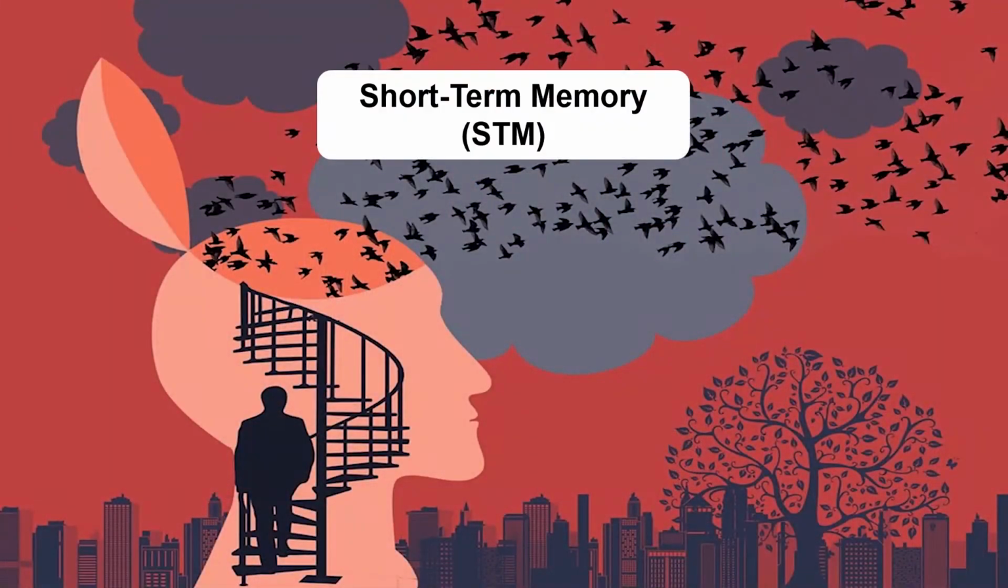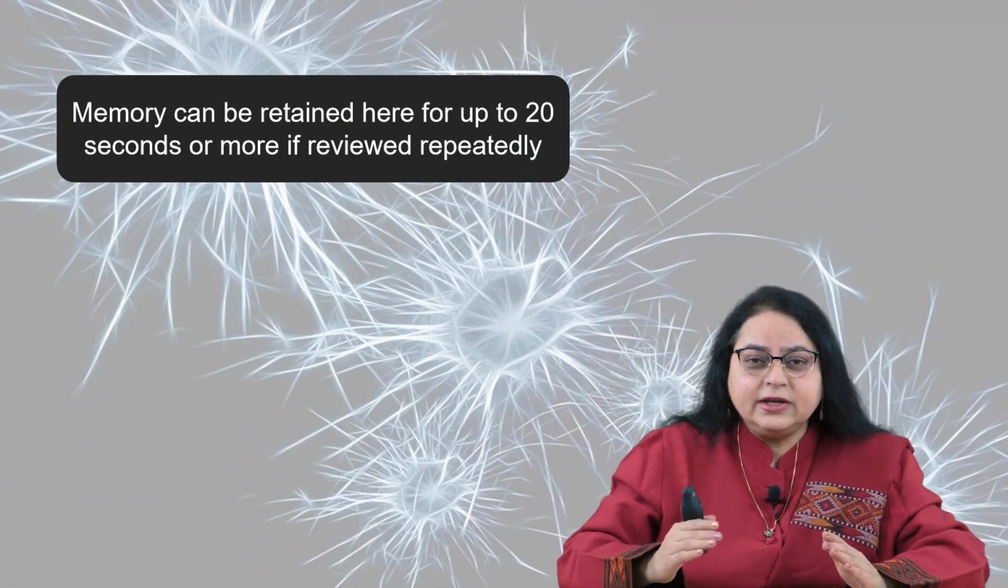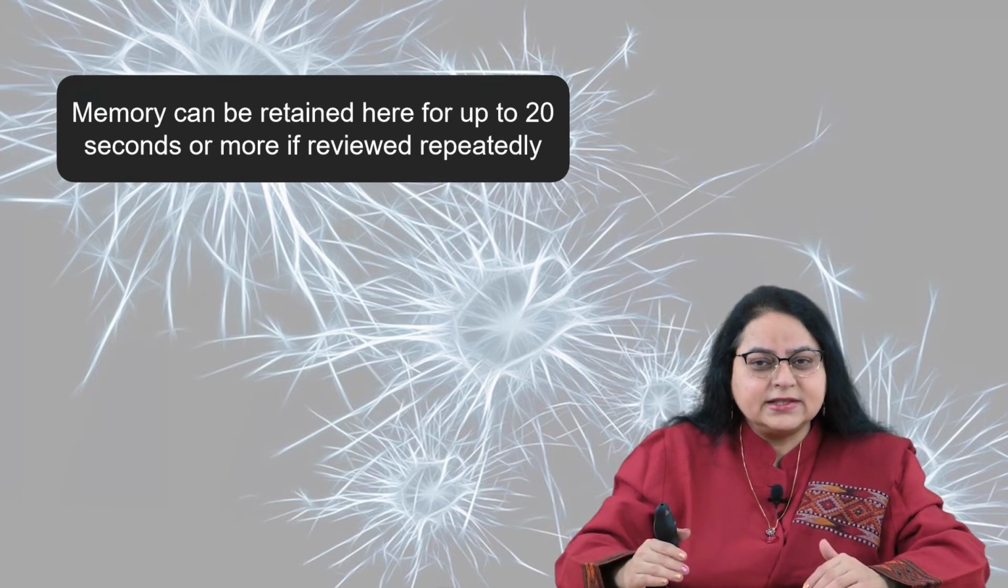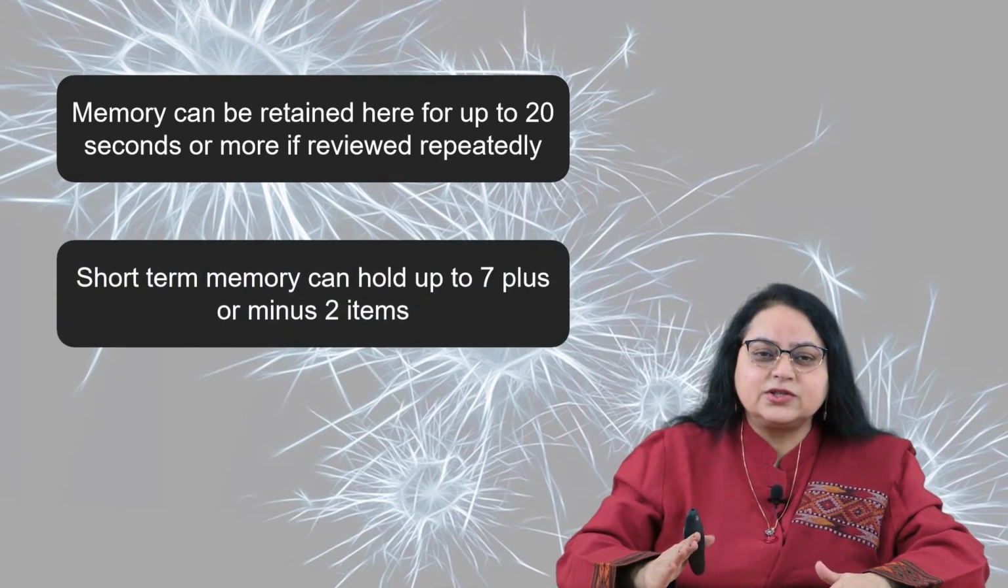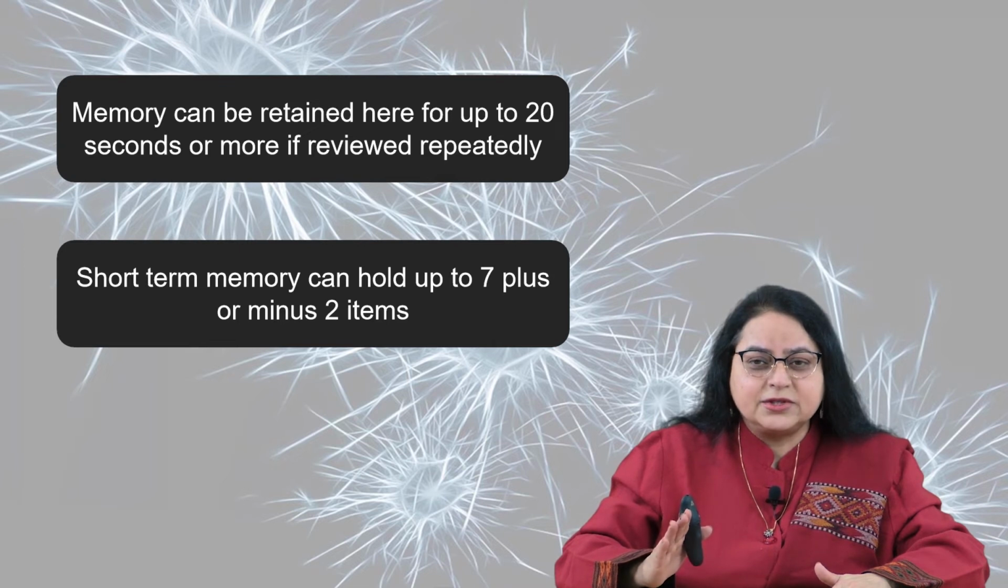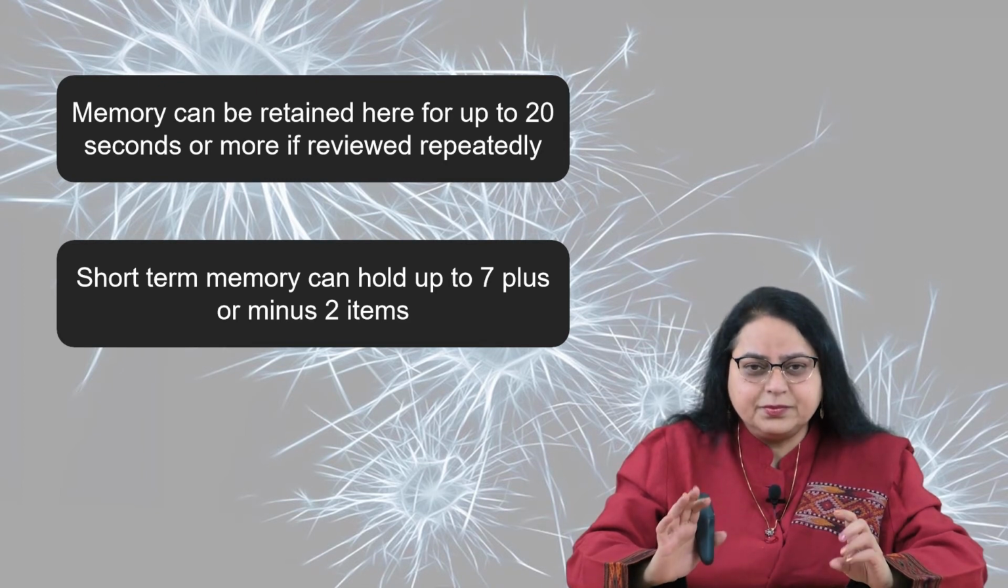Now, what is short-term memory? In short-term memory, the sensory input that is important or interesting is transferred from the sensory register to the short-term memory. It can be retained here for up to 20 seconds or more if reviewed repeatedly. Short-term memory can hold up to 7 plus or minus 2 items. So it could be plus or minus 7 items held in our brains.